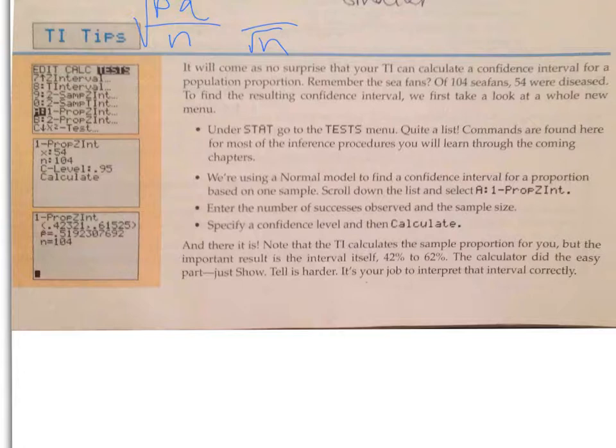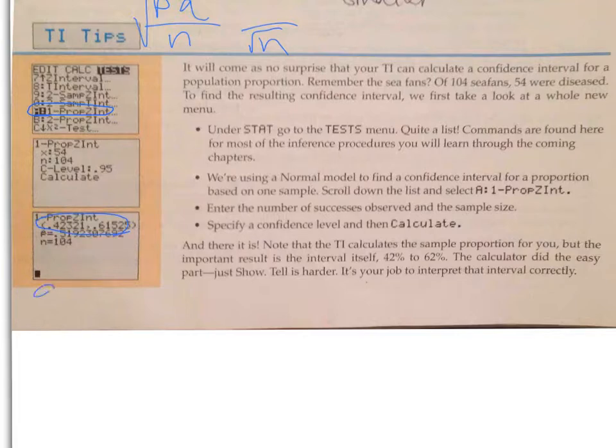I'm going to go all the way down to A, because I am doing a 1 proportion Z interval. I have one sample, it is categorical, it is a normal model, and I'm doing a confidence interval. So when you press enter, it leads you through what do you want. X is the number of successes you had. So we're doing back to the sea fans. 54 sea fans out of 104 were diseased, and I want to do a confidence level of 95%. Then I just hit calculate, and it spits out, here's your confidence interval.